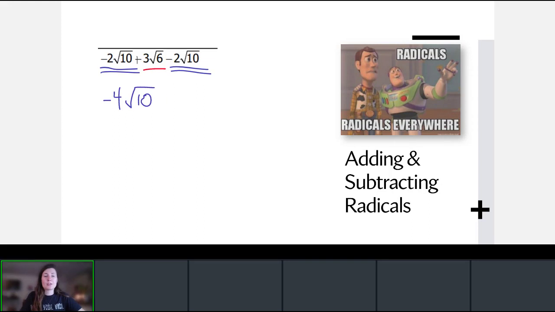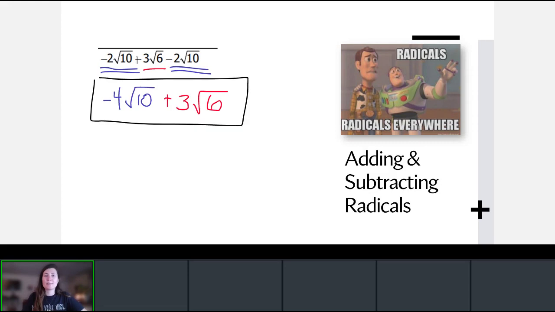Next, we're going to add on that plus 3 root 6. And when I say add it on, we're just going to do plus the term because we actually cannot combine those. They do not have the same radicand or number under the root. And that is our final expression simplified.